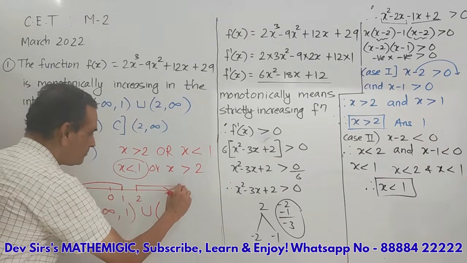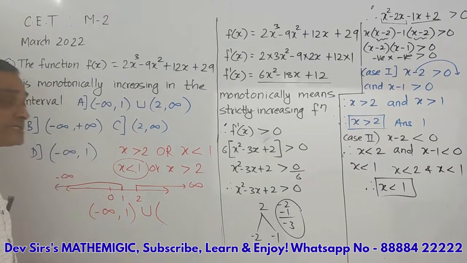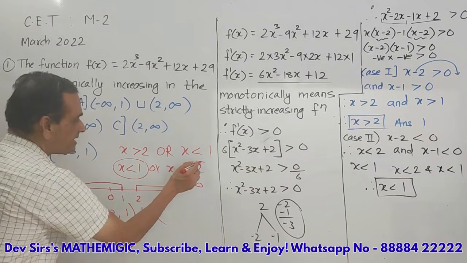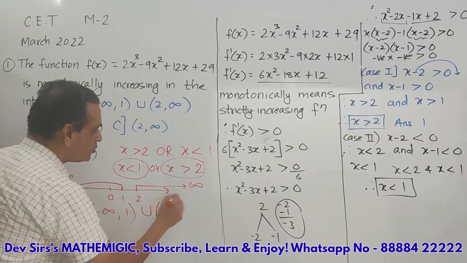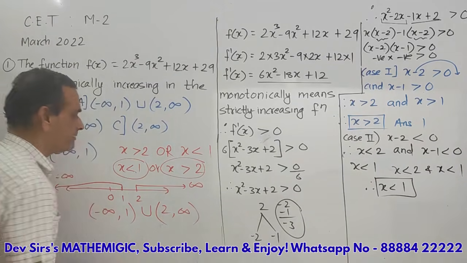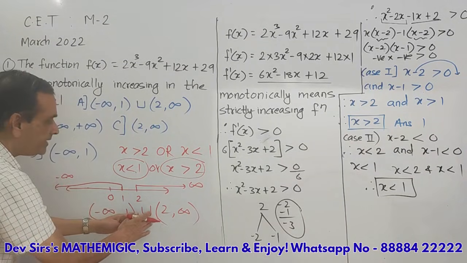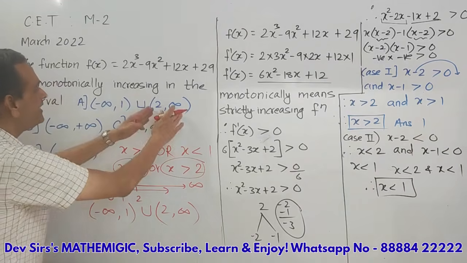2 के राइट साइड को, it goes to infinity, plus infinity. This is minus infinity. So x greater than 2 can be written as from 2 towards plus infinity. Check the answer: minus infinity to 1 union 2 to infinity.